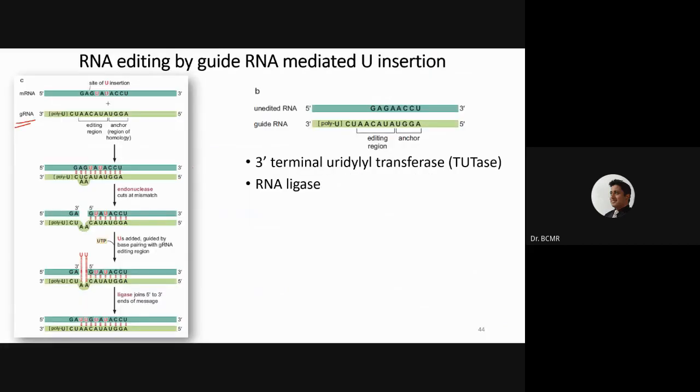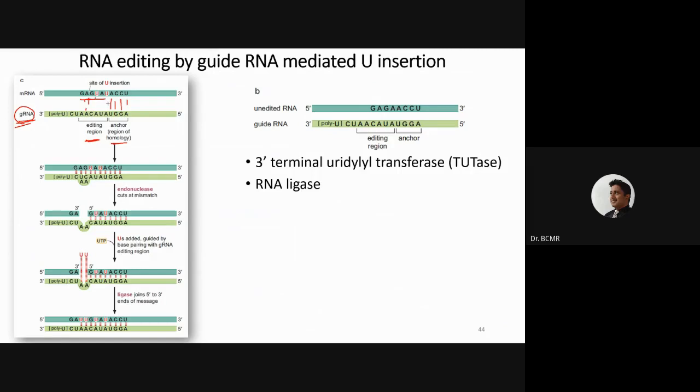So let's see this, and I will stop with this. So GAG, and this is the mRNA. And this is the gRNA or guide RNA. It has the anchor region, which has homology or complementarity to this. And then you have the editing region, with the ability to base pair with the target, and that is the site determining where editing should happen.